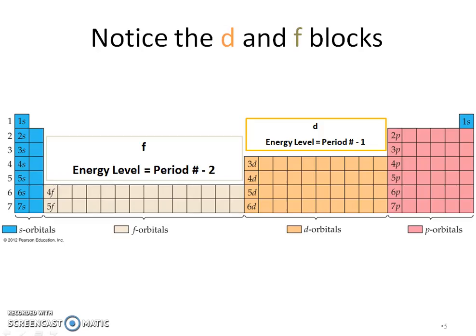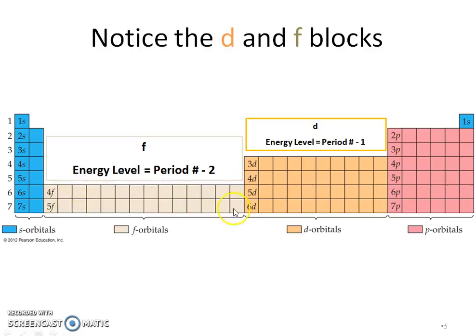So notice the D and F blocks. What happens to them? Well, your D block is going to be the period number minus 1 to give us that energy level. So whatever element this is, really is the 3d2. Even though it's in the fourth period, this last part of the configuration would really be 3d2. So hopefully that makes sense.